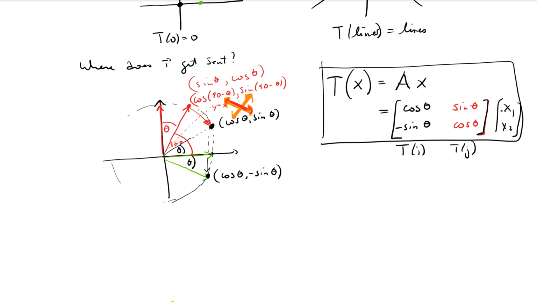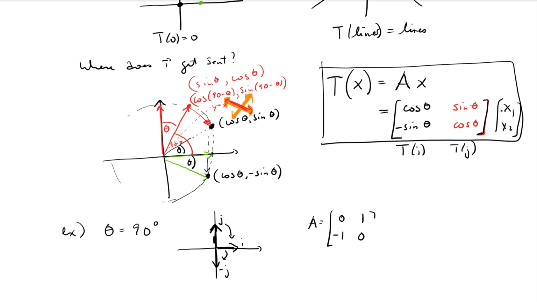And you can check with an example. If theta is 90 degrees, what do we expect here? Let's see what we expect from A. First of all, if I look at T of I, you rotate I by 90 degrees, it's going to be sent onto minus J. So in this case the first column should be minus J. If I look at J, well, J gets sent onto I. So this should be I here. Let's see if that works. If I replace theta by 90 degrees, do I get 0, 1, minus 1, 0? You can check. It works.